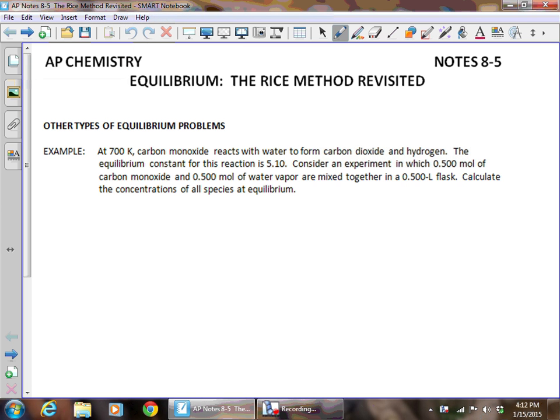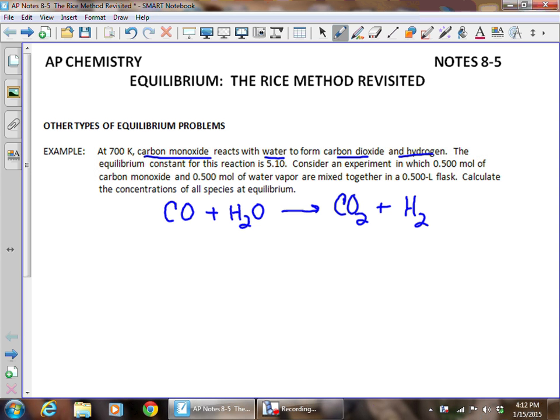So let's continue our discussion of the RICE method with some different types of equilibrium problems. Let's look at this first example. At 700 Kelvin, we've got carbon monoxide reacting with water, and it's going to form carbon dioxide and hydrogen. So let's get that reaction written first. We've got carbon monoxide plus water reacting to form carbon dioxide and hydrogen gas. That's already balanced as written, so we're good there.